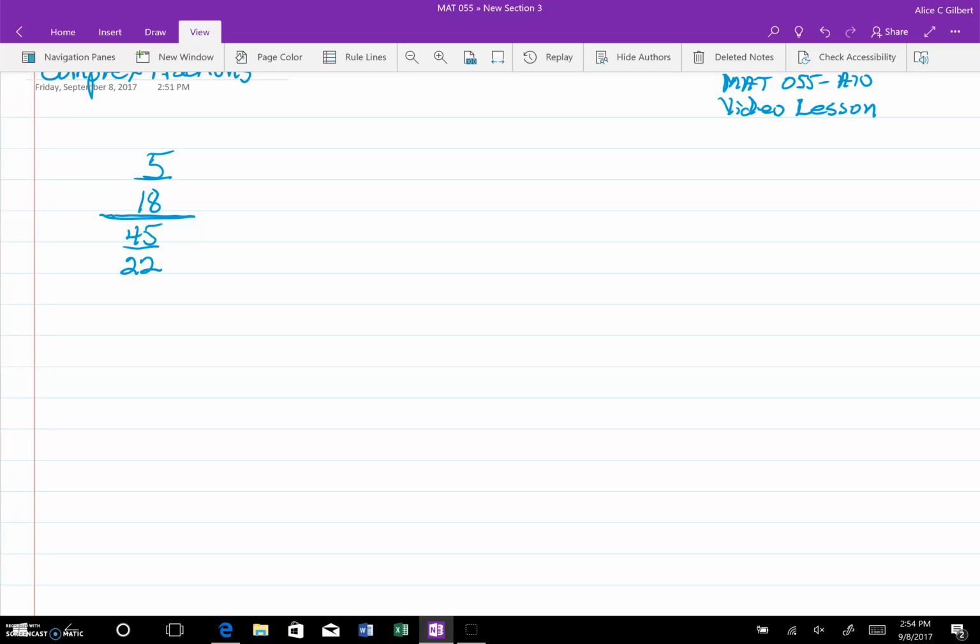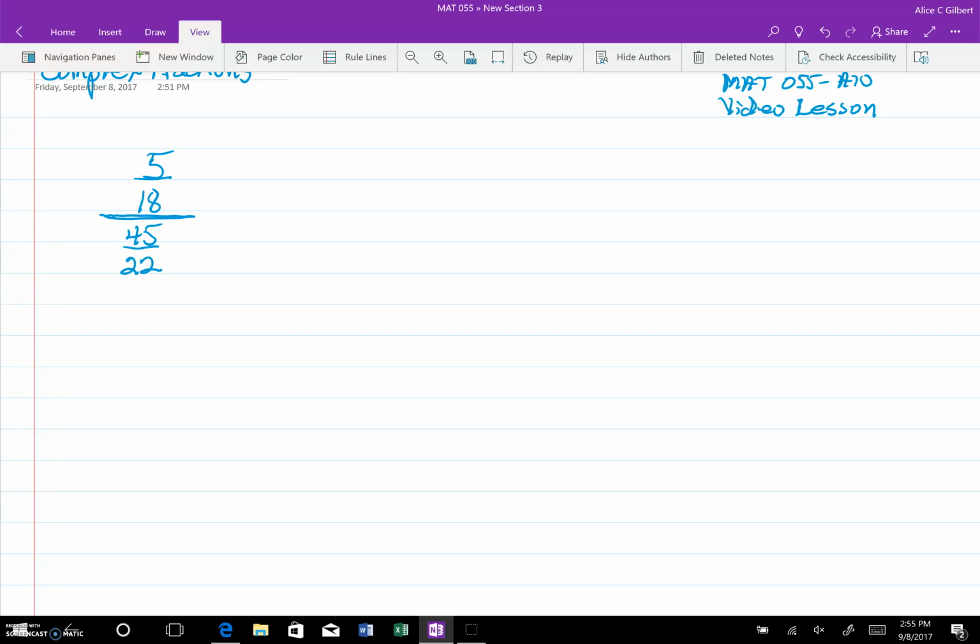Okay, so now we're going to talk about complex fractions. Don't let the words freak you out. Complex just means a fraction divided by a fraction. So I'm going to start by reminding you how we do this. This is something you should already know, but don't worry if you don't. I'm just going to remind you.